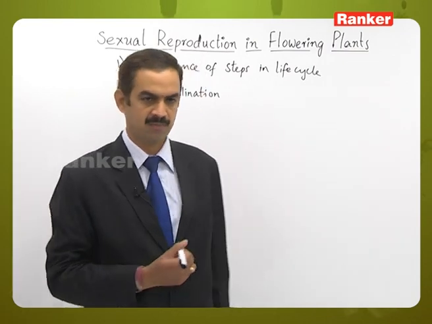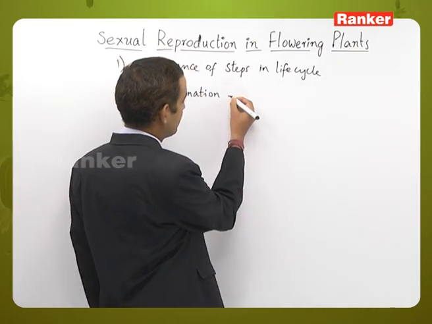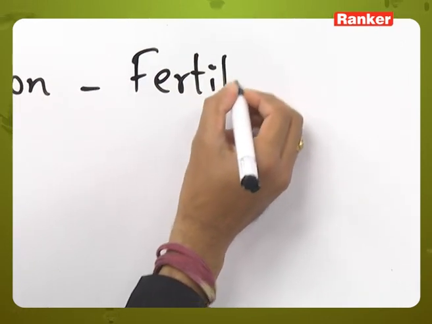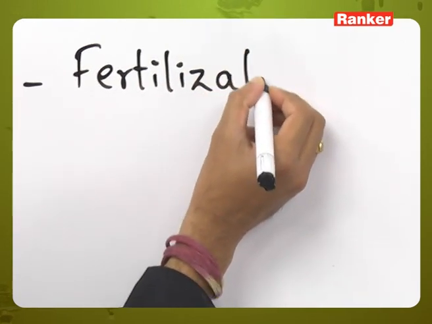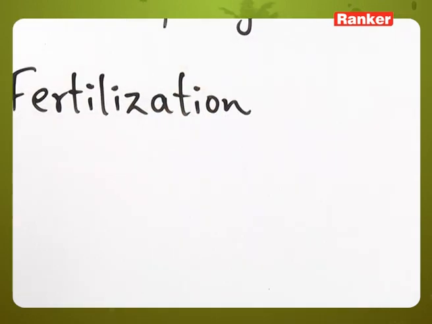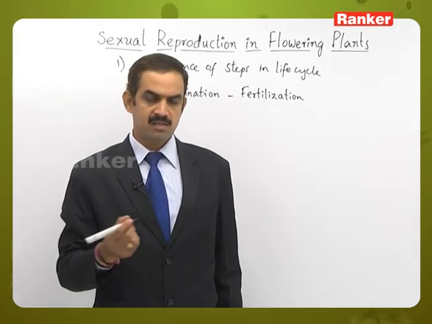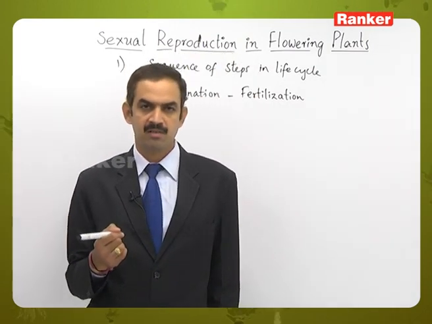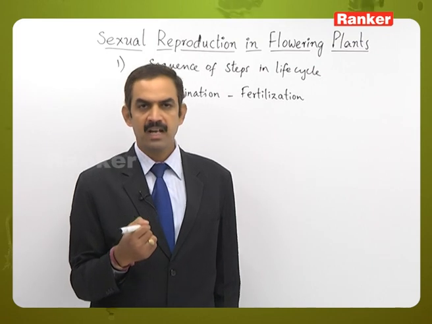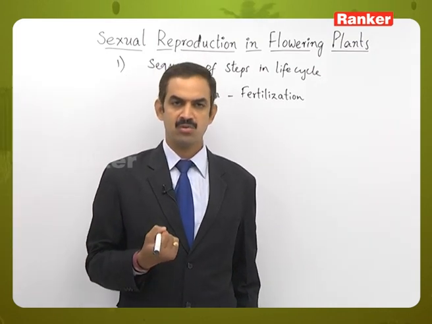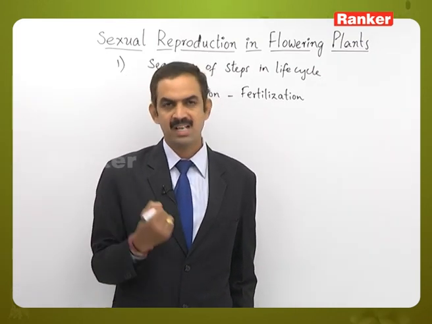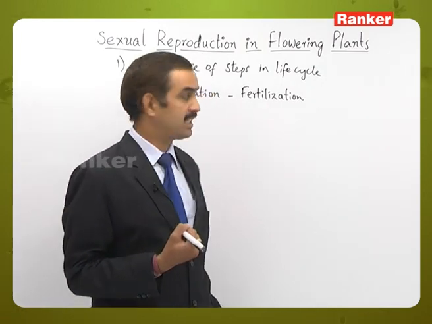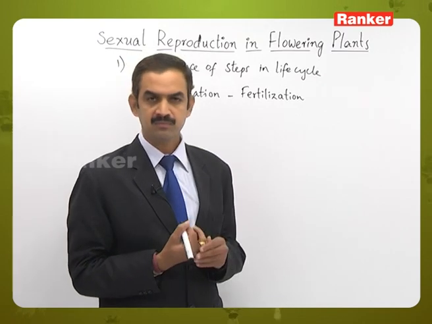of different flowers. Once the pollination is completed, the male and female gametes will fuse. The fusion of male and female gametes is called the fertilization process. This is an internal fertilization in the higher plants, where the pollen grains will form a pollen tube, and that pollen tube will release the male gametes into the ovule or embryo sac, where they will fuse with the egg cell to form zygote. That process is called fertilization.